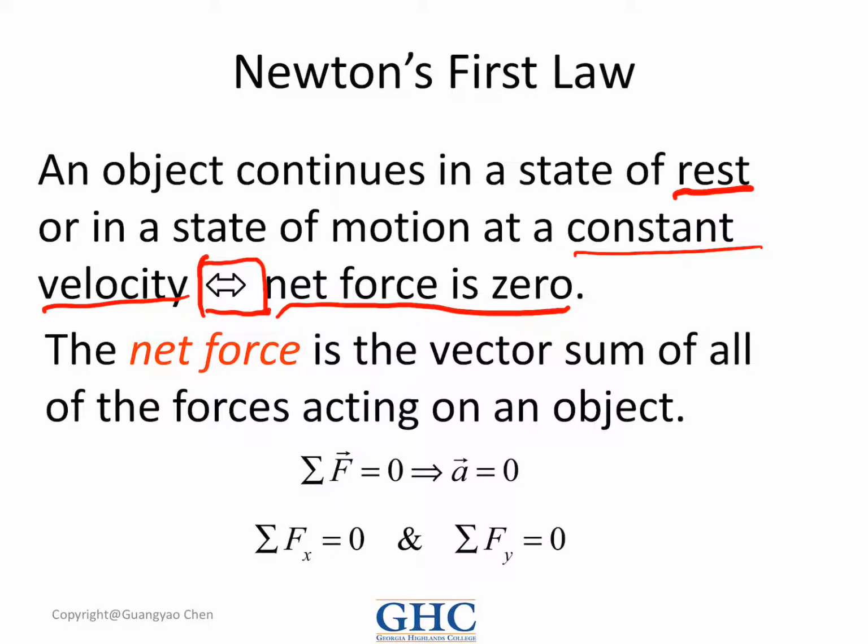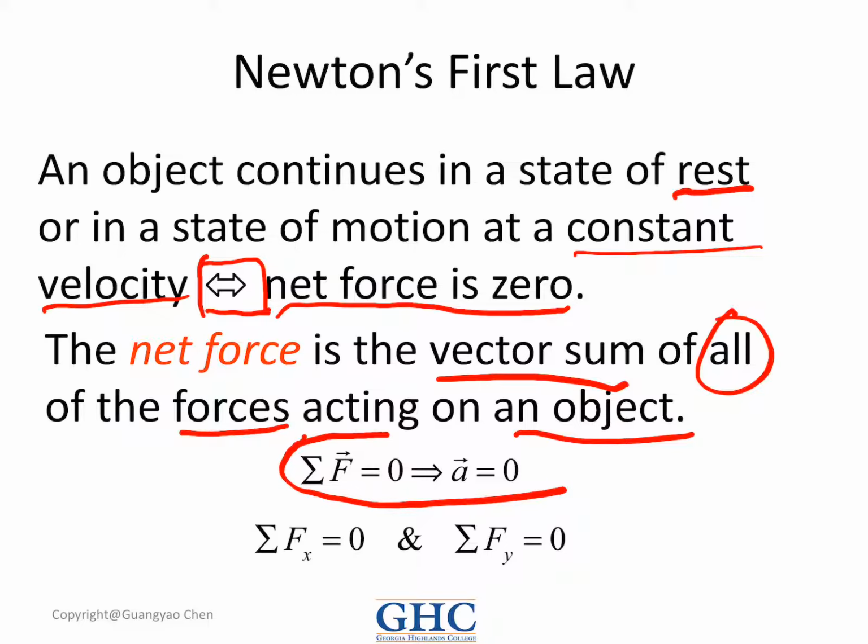And the net force, of course, means the vector sum of all the forces acting on the object. So if you want to put Newton's first law into equation, you have net force equals 0, gives us acceleration 0, and with acceleration 0, it will be either at rest or doing constant velocity motion.